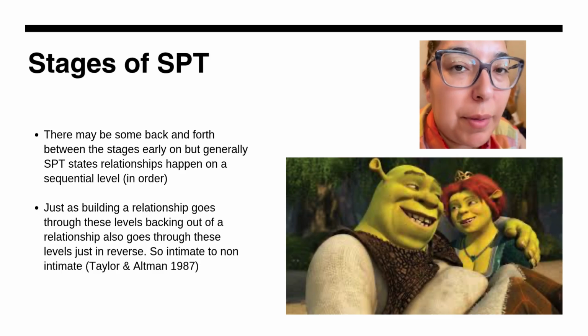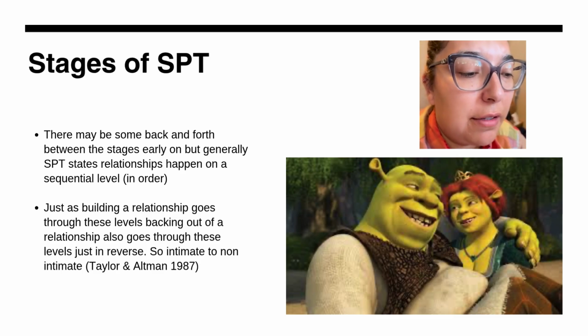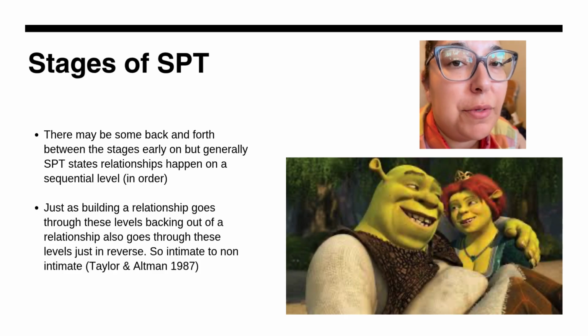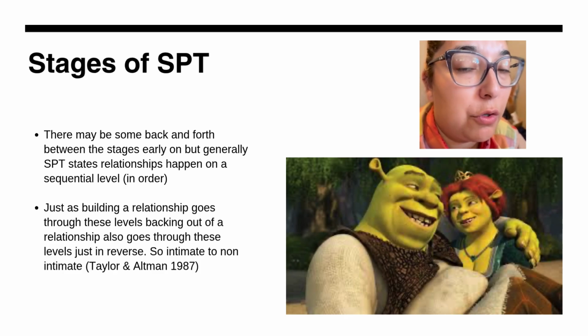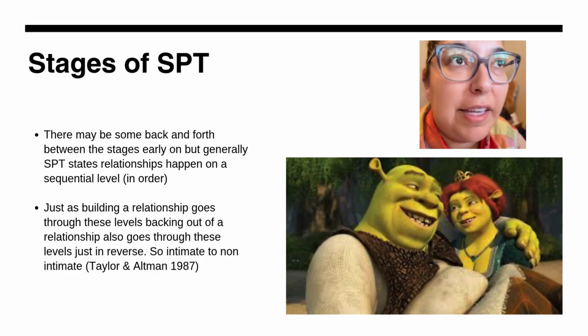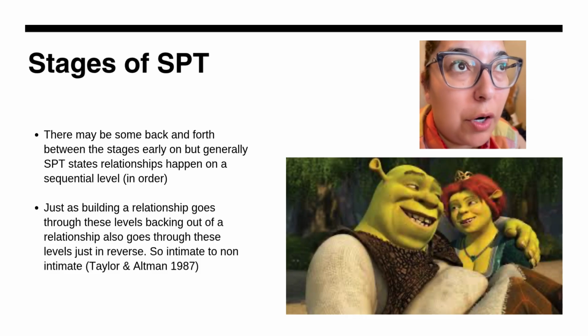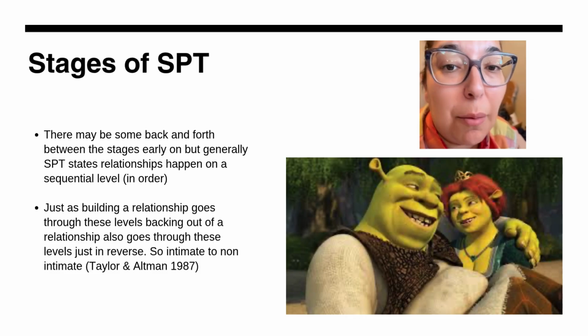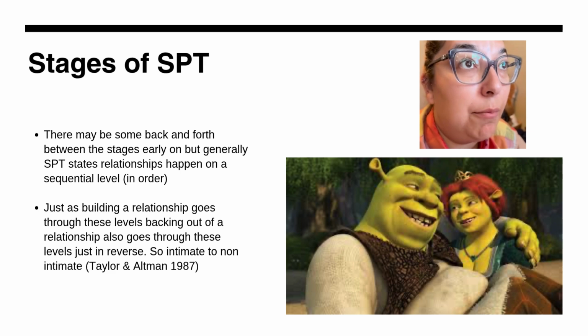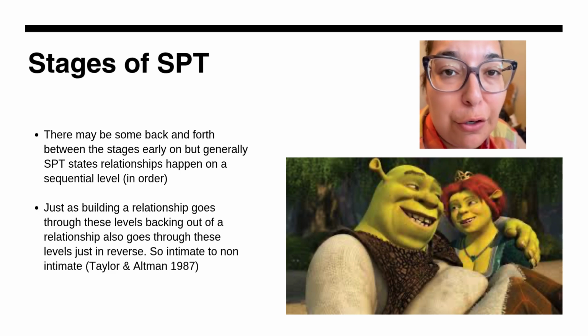But even with back and forth, essentially SPT states that relationships happen on a sequential level, so in order. You're not skipping from one step to step 4. Just like in life, you're not jumping stairs going up. Too risky. A lot of risk involved. You could hurt yourself.